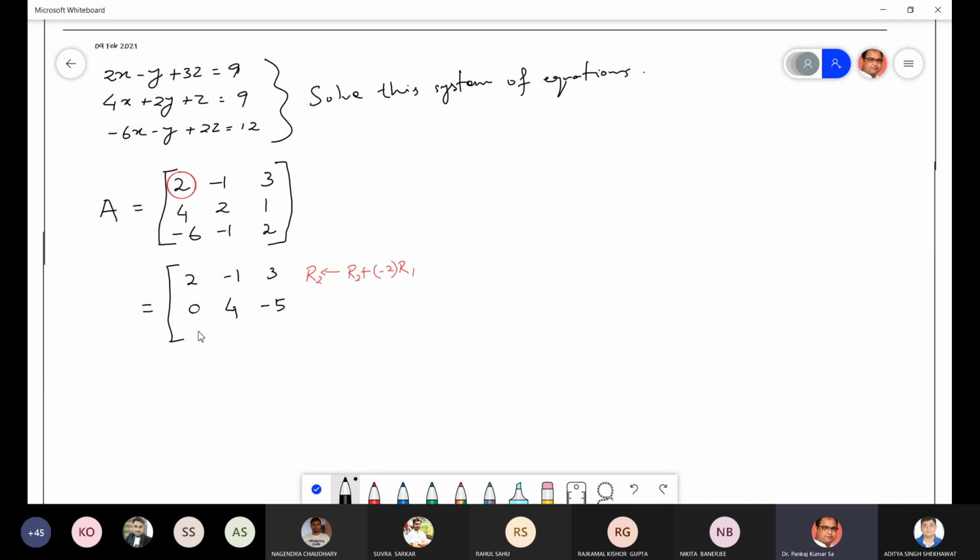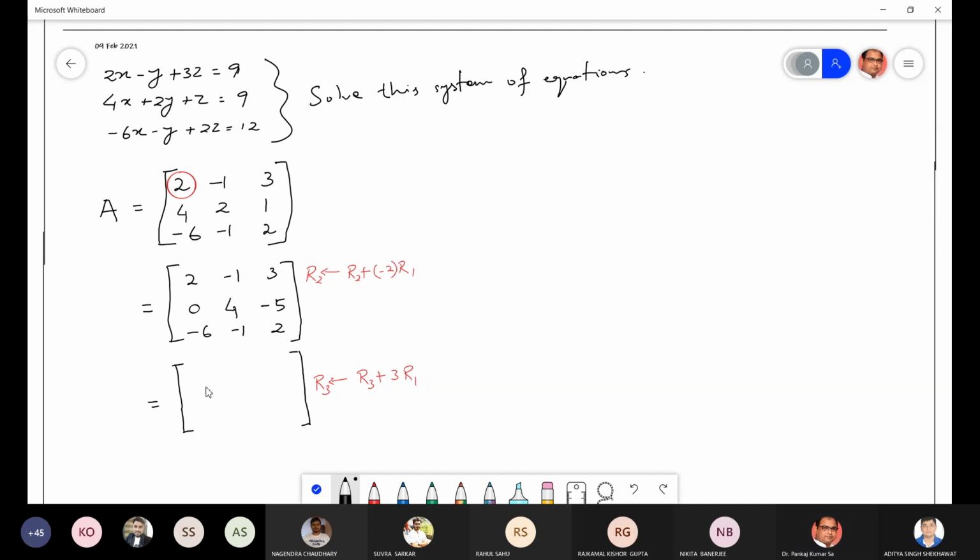And third row, let us not change here. I'll write another step for that. And that is nothing but 3 times the first row. R3 is equal to R3 plus 3 times the first row.